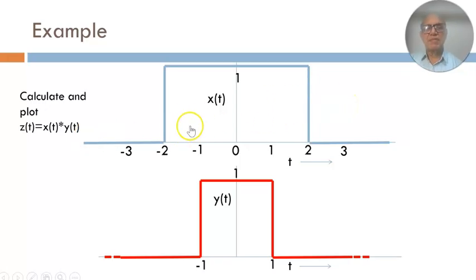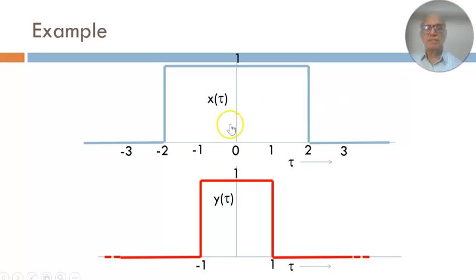Remember, the first step is to change t to tau. Tau is our dummy variable. So when you do that, t becomes tau, and our x-axis is now calibrated in terms of tau for both these functions. Next, we have to invert one of the functions and then delay that function. So let us choose y(tau) for inverting and delaying. It doesn't matter which one you choose, but we have to choose something.